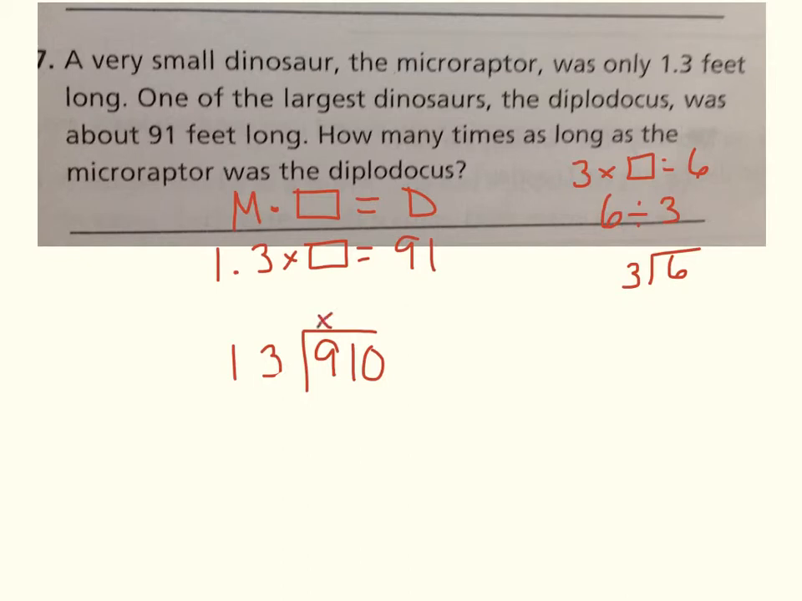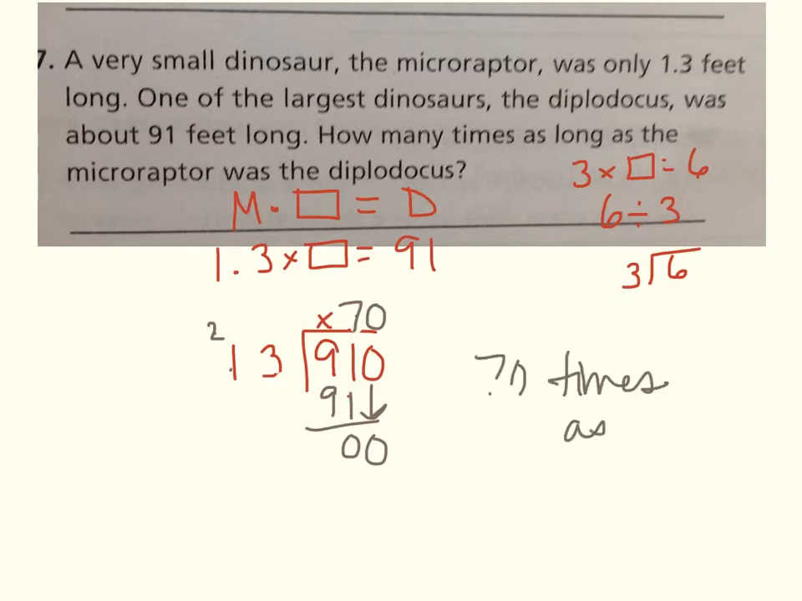13 doesn't go into 9, but it goes into 91 about 8 times. 8 times 3 is 24. Oops, that I can see right away is going to be too much. So I am going to make it go down to 7. 7 times 3 is 21. 7 times 1 is 7 plus 2 is 9. Don't forget to bring down the 0. You're not done with 7. You have 13 goes into 0 times. So it is 70 times as long.